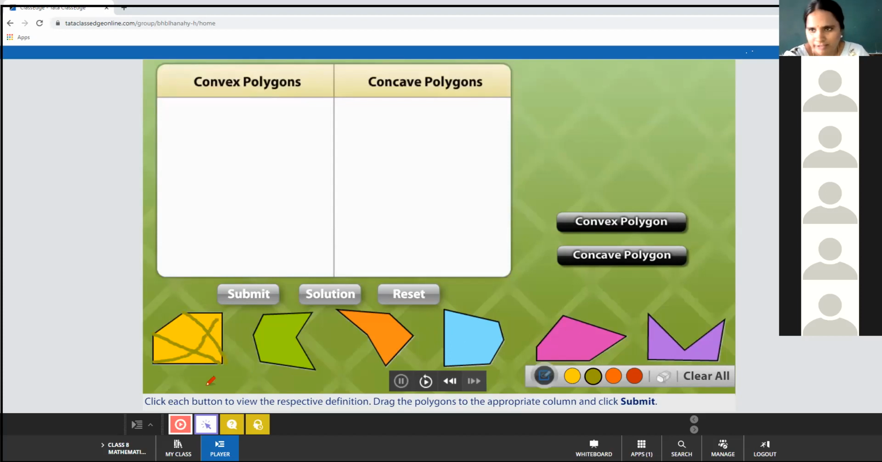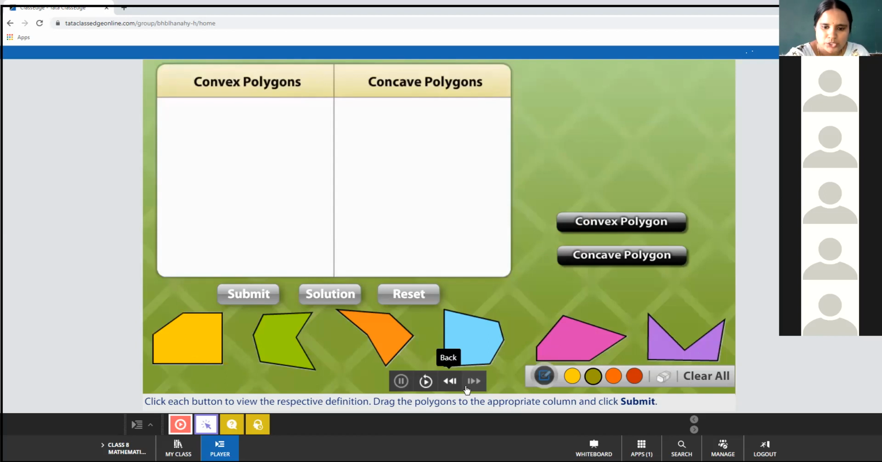I have drawn roughly, I did not draw clear line segments, but if you are drawing the diagonals, is any diagonal lying outside the polygon? No, ma'am. So what kind of a polygon is it? Ma'am, it is a convex polygon, ma'am. Is it clear now? I hope it is clear now.